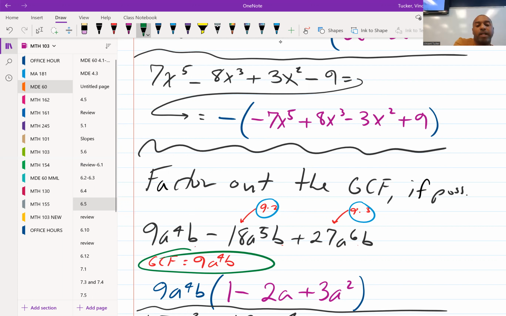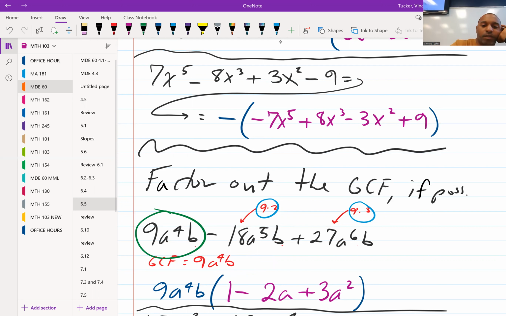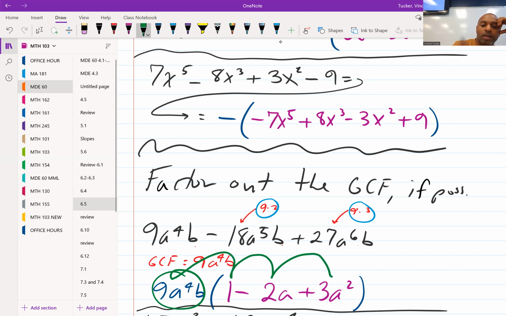So we got to be careful here because a lot of times people make the mistake when the whole term is the GCF. Make sure you leave a 1 there to represent that place, because when you go to multiply back out, there needs to be something there. So 9a to the fourth b has to multiply to this, and this. But if you don't have the 1 there, then it's only going to multiply to 2 terms. So make sure you're careful. A lot of times people make that mistake and they leave off that term.